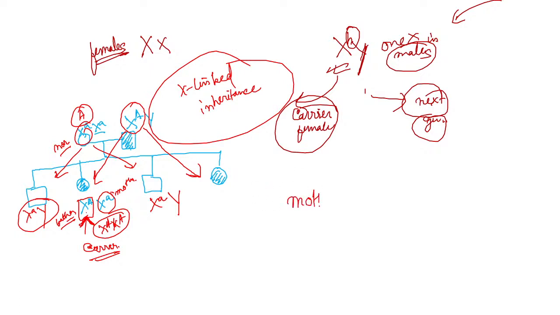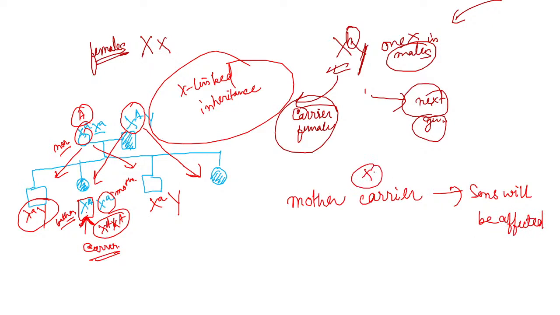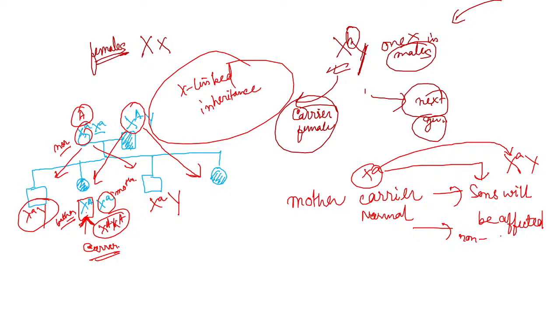If the mother is the carrier, then the sons will be affected. Sons will be affected, okay, because only one X chromosome, that is the affected X chromosome, is contained by the mother, which is transferred to the sons. Then the sons will contain the XY chromosome. The son will get this affected chromosome, and the son will be affected. Right, now if the mother is normal, the sons will be non-affected.